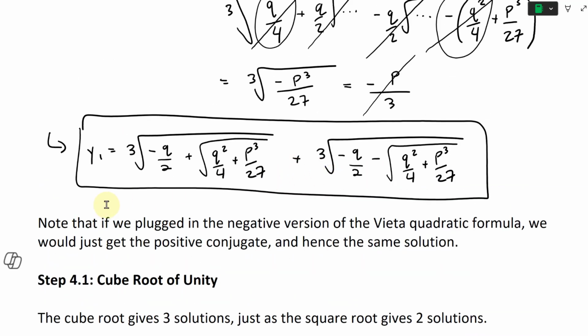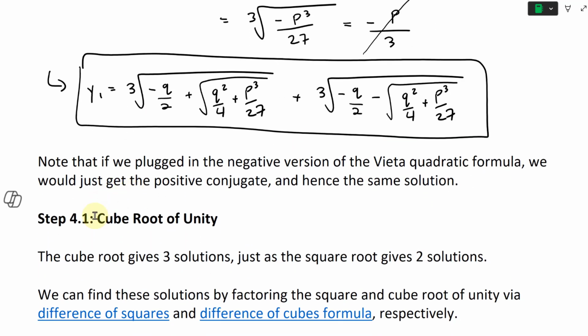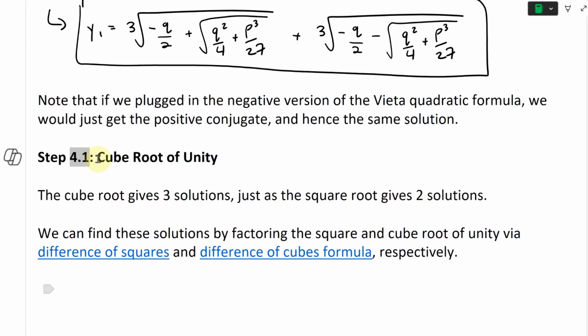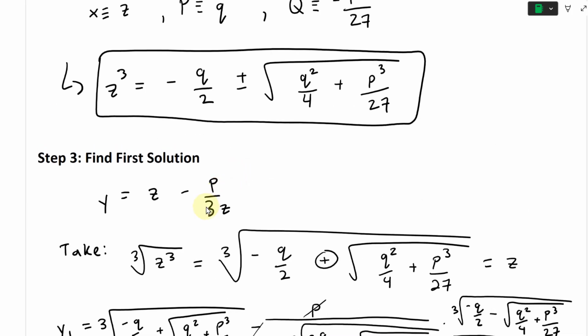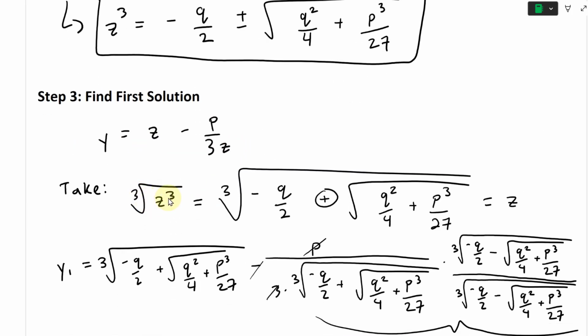All right, now that we have this, we're going to go to the next step, and that's step 4.1. The reason it's 4.1 is because this is going to be a quick detour into covering the cube root of unity, which I haven't covered before, so I'll do that right now. The reason is because we took a cube root right here of the z to the power of 3. When you take a cube root, you're supposed to get 3 solutions. Here we just got 1.